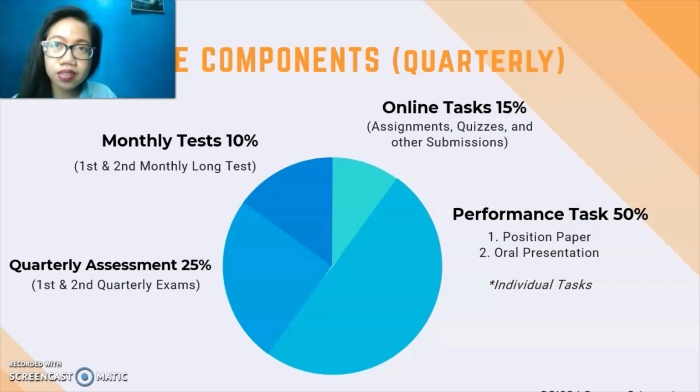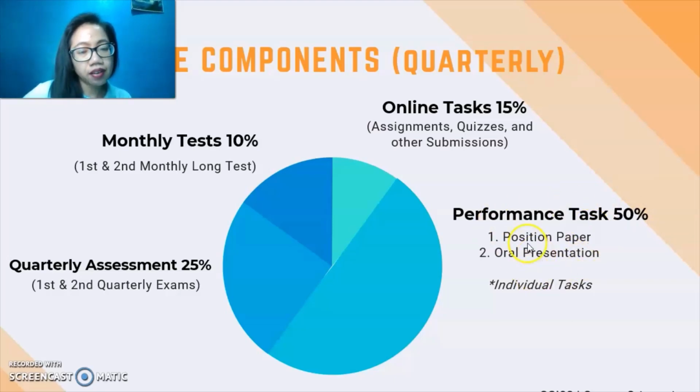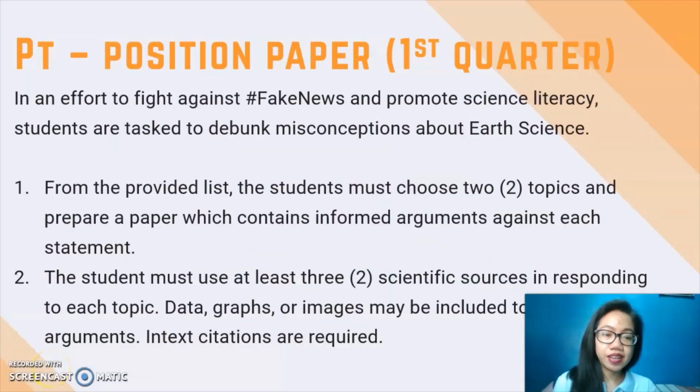So that's the good news about these core subjects. Performance task is a large chunk of your score, so you can focus or do really good in your performance task and you will still get a high score in our course. So there will be 2 performance tasks, 1 per quarter. Okay, so since the performance task is 50% of your quarterly average, let's go ahead and discuss it already.